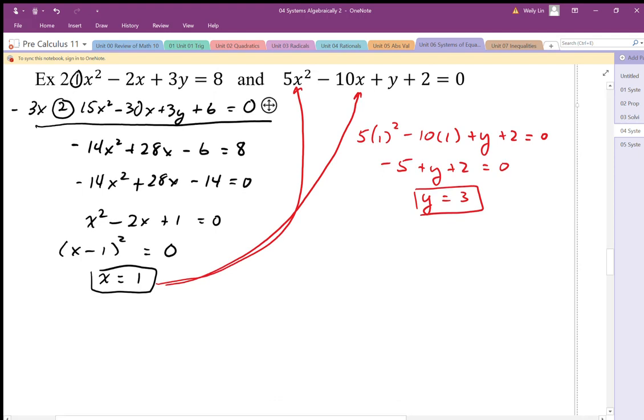And again, it's a very good idea to graph these to just check your answers. Okay, so if you don't have a solution on your answer keys, just go ahead and graph this. It's really important to have a sense of what these graphs look like.